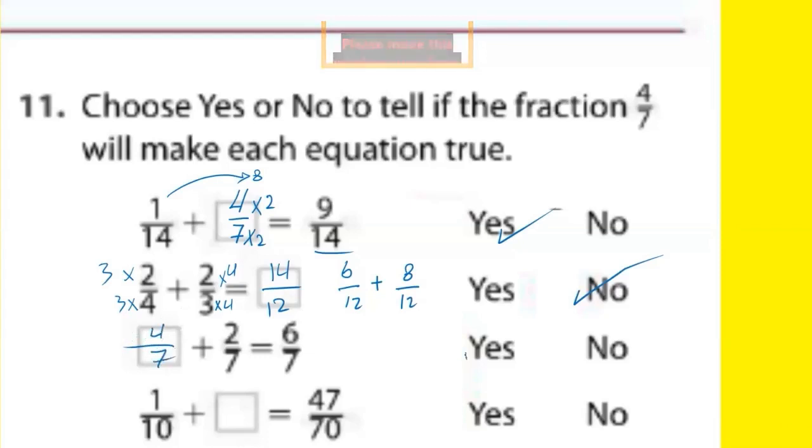It will equal 6 over 7. Yes, because 7 plus 7 equals 7 and 4 plus 2 equals 6. It's yes. 1 over 10 plus 4 over 7. What makes 7 to be 70? Multiplied by 10 up and down. And this one by 7 up and down. 1 by 7 equals 7. And there is 40, 47, and there is 70 as it is. This one is yes.